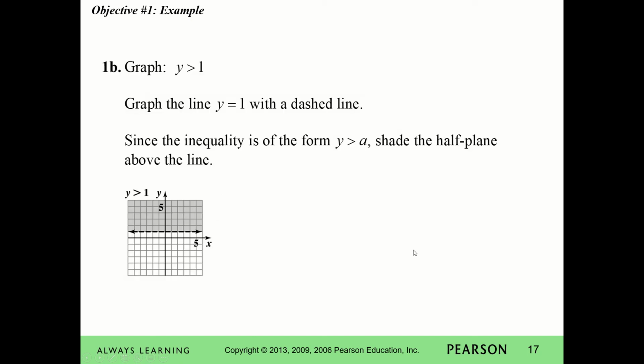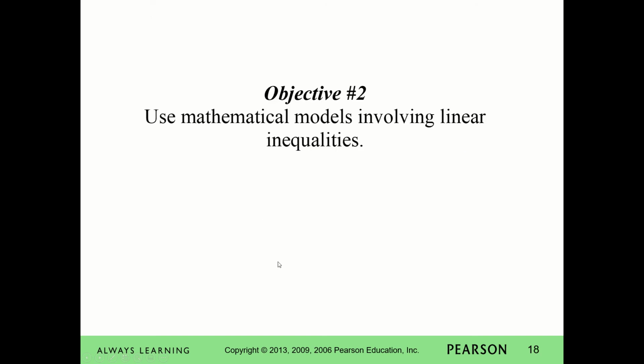We have y is greater than 1. So this is a dashed line because it's not or equal to. So it's a dashed line at 1. And then y is greater than 1, so we graph everything above 1.